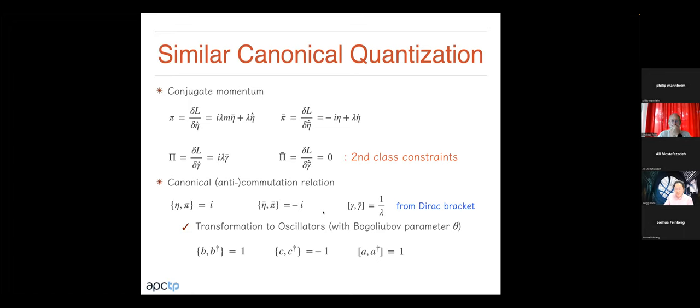Then, as before, in the same procedure, you can also transform the B and C oscillators and the A oscillator. This is almost the same, so I skipped it. Roughly speaking, gamma and gamma bar go to the A and A dagger, and some linear combination of this eta and phi gives the B and C.